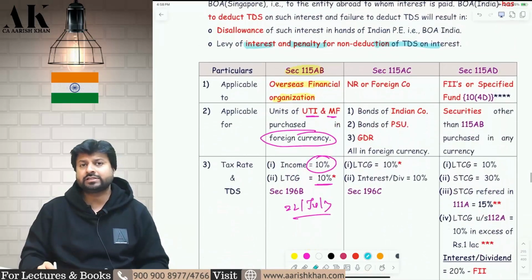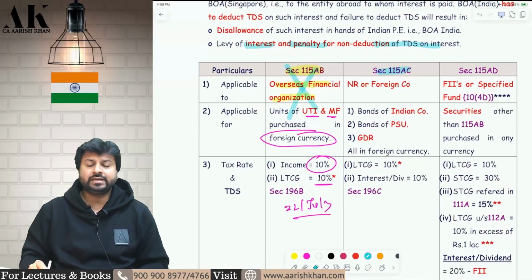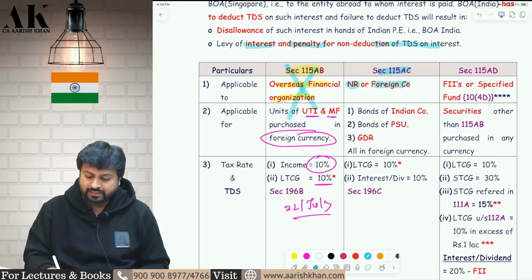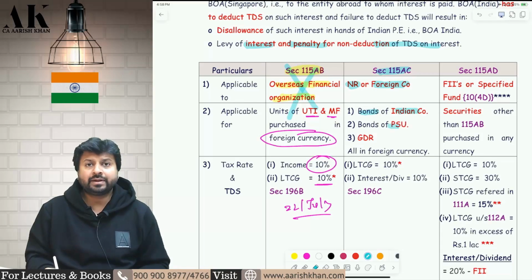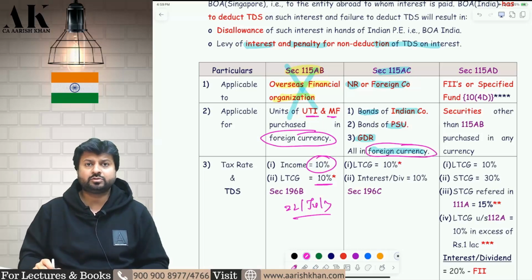Okay. Now coming to the second section, which is very important for the exam also. The first section is not very important; the second one is very important. Second section, 115AC. There is a non-resident and foreign company. The assessee is a non-resident foreign company. What are they buying? They are buying bonds of an Indian company, bonds of a public sector undertaking, and GDR. And all of them are supposed to be in foreign currency. It is very important that all of them are in foreign currency.